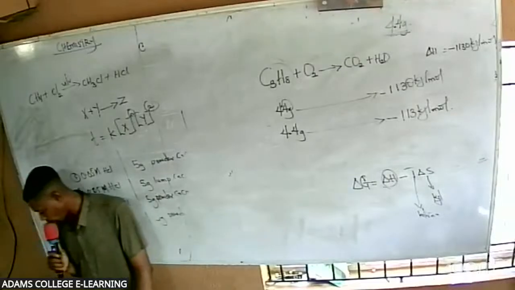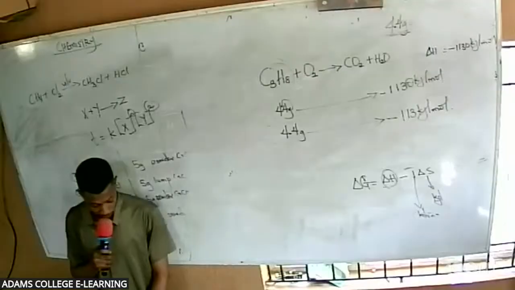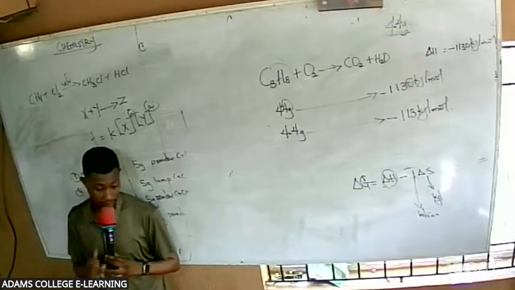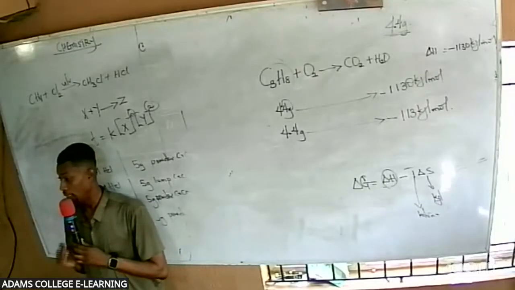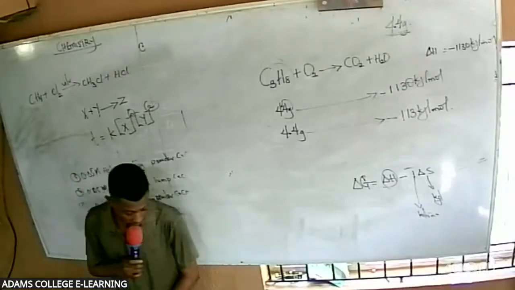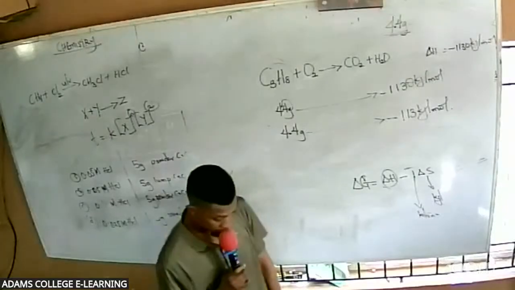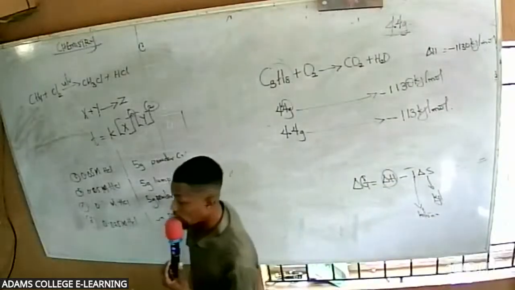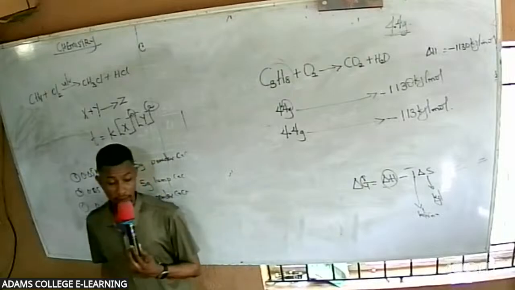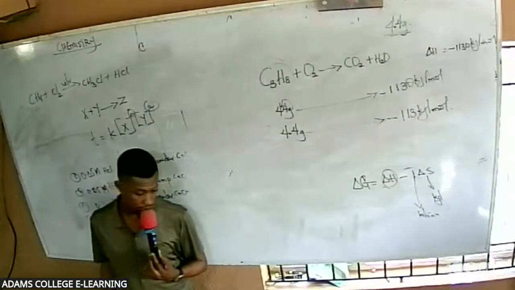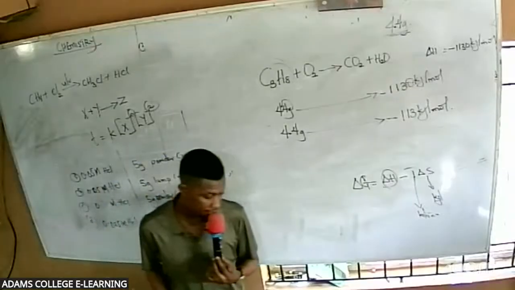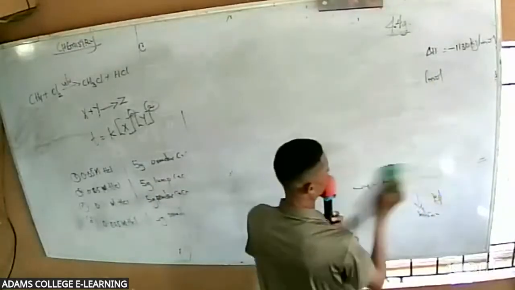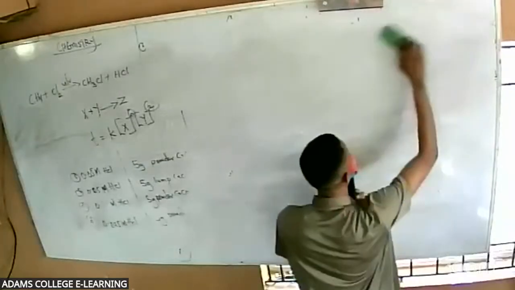When calcium carbide is dissolved in water, the temperature of the water increases by 14 Kelvin. If the mass of the water is 100 gram, calculate the heat change of dissolution of calcium carbide.